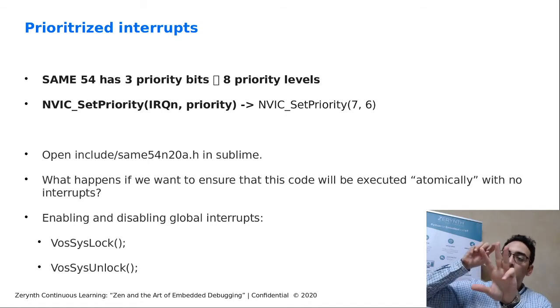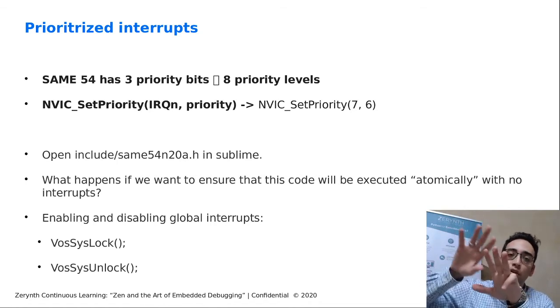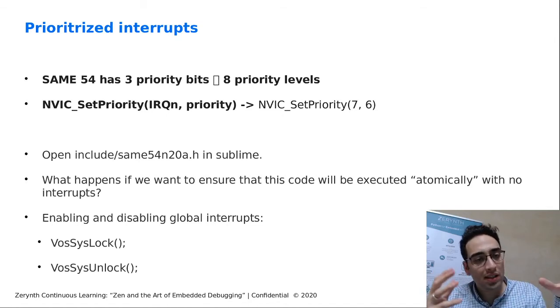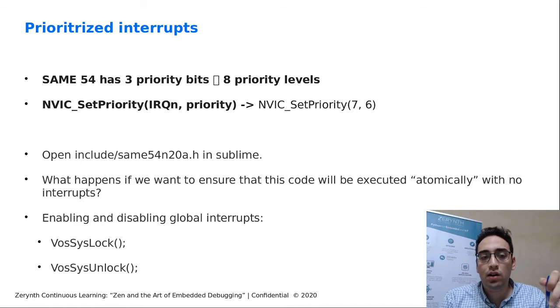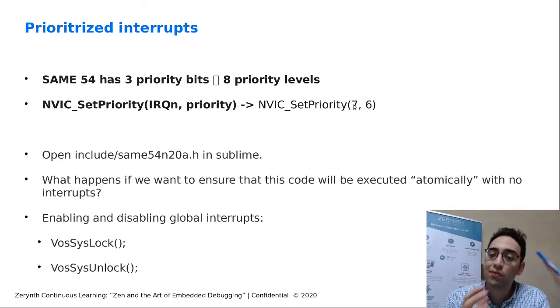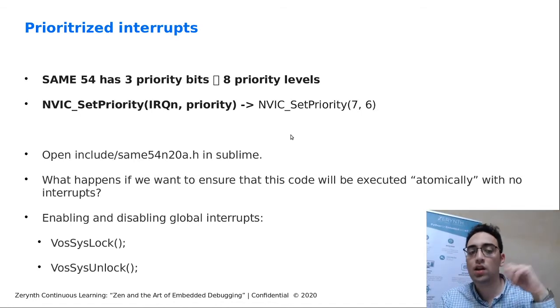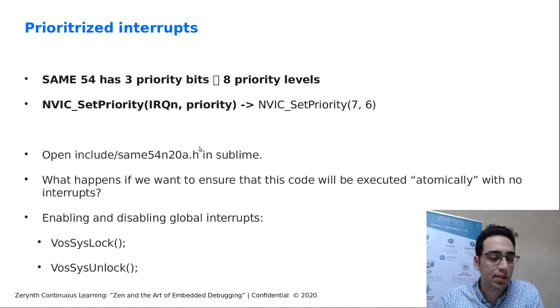So 3 bits can either be 000, 001, 010, essentially the whole range. So you have 8 levels. Just as an example, how could we set the priority of an interrupt request? We can use NVIC set priority, which basically sets the priority of interrupt number 7. You can set interrupt number 7 to priority level 6. I'm going to show you how this is implemented.